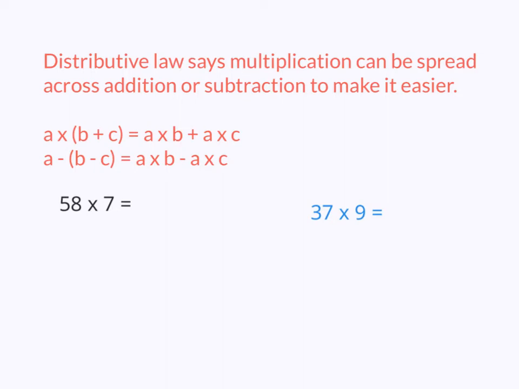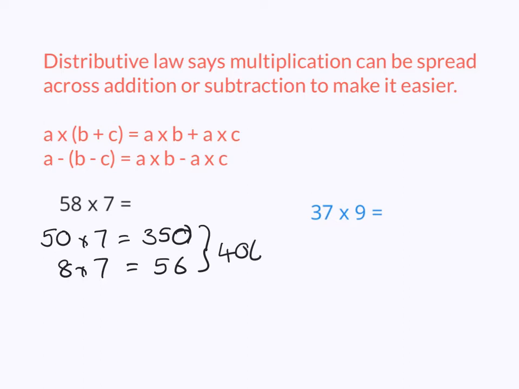If I've got 58 multiplied by 7, I can split that into 50 multiplied by 7, which is 350, 8 multiplied by 7, which is 56, and then I can add these 2 figures together to give me an answer of 406.